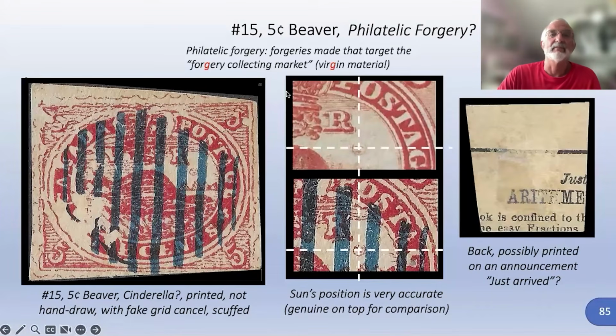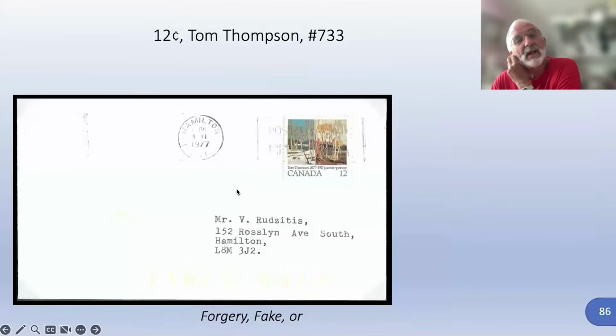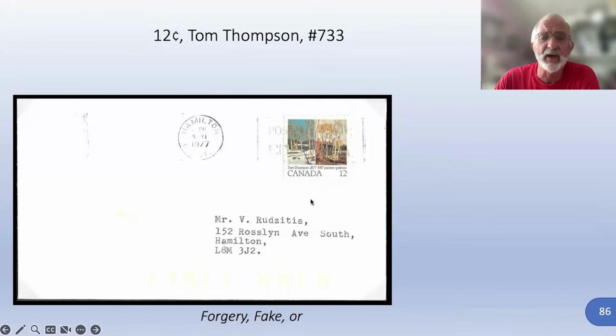But maybe it's targeting the forgery collecting market. I don't know. Here's another one. This is a Thompson, John Thompson. He's a famous Canadian painter, part of the Group of Seven. And this is Rudy, one of the Hamilton dealers. And is this a forgery or a fake or what is it?